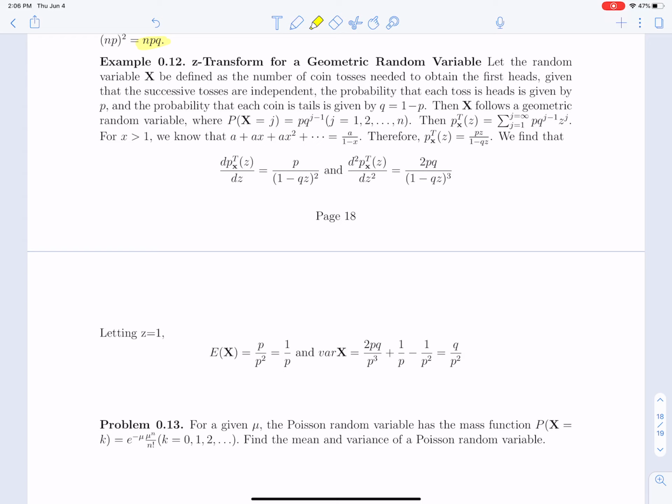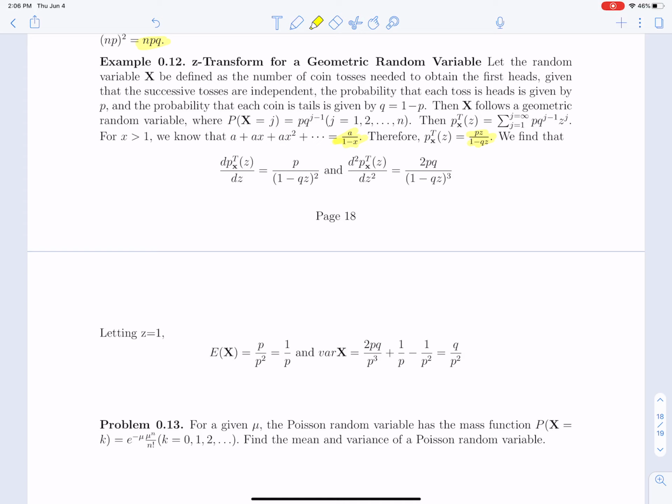Then X follows a geometric random variable where P(X = j) equals p q to the j minus 1, for all positive j. And then our z transform is the summation to infinity of that whole geometric random variable times our z transform variable. So for z greater than 1, we know that we have a geometric sequence that continues to grow. And so therefore we can put our sum into this form: p times z over 1 minus qz.